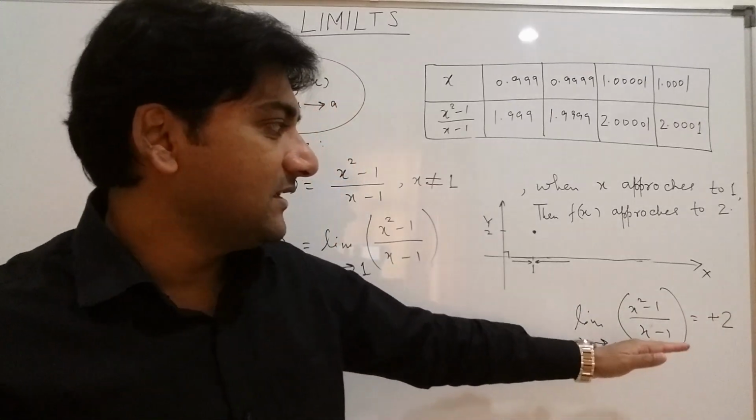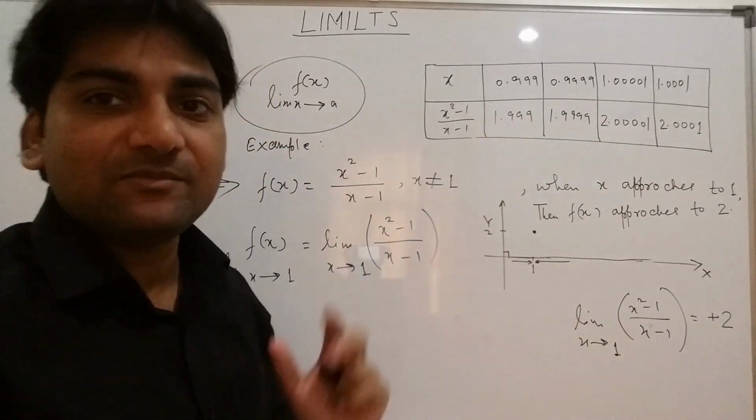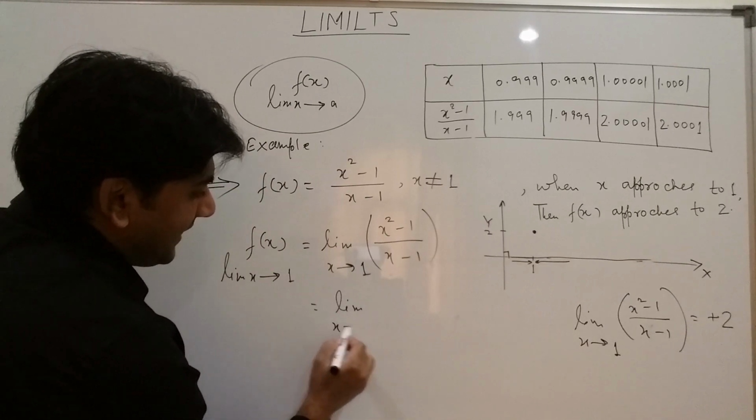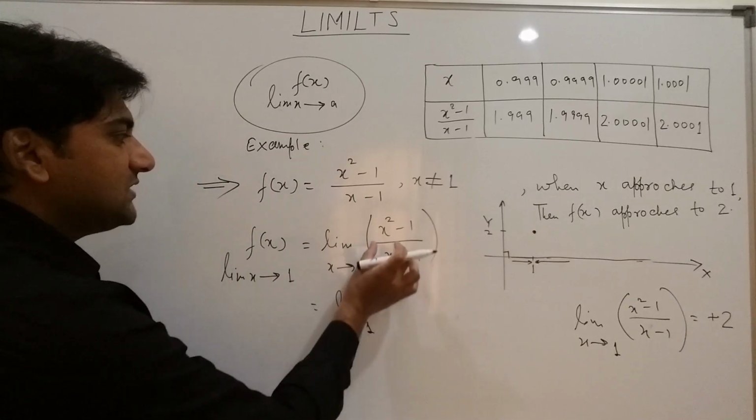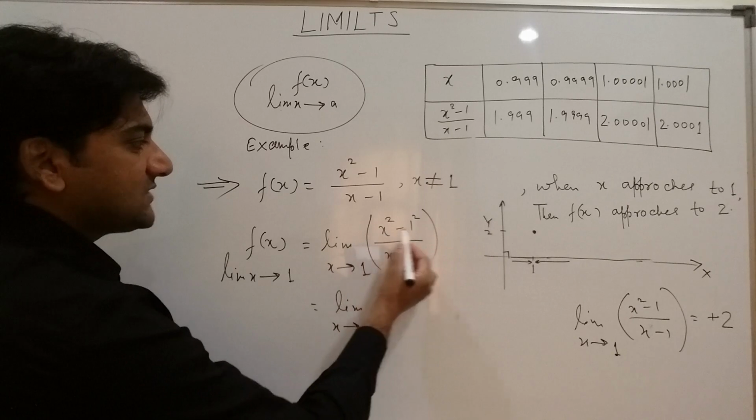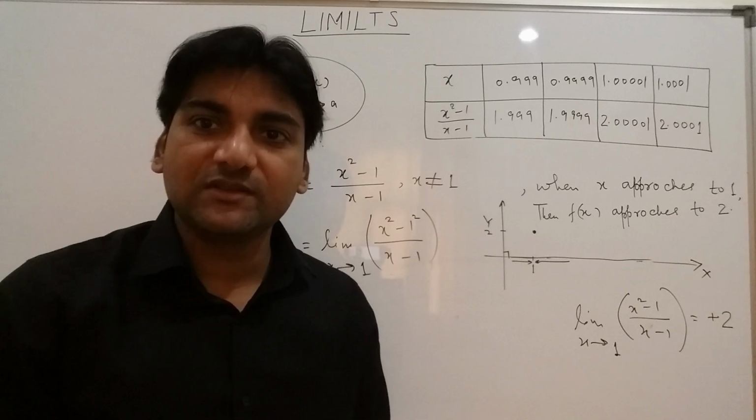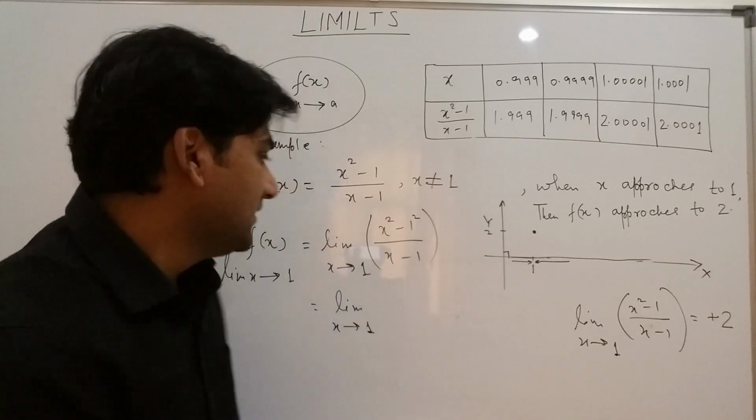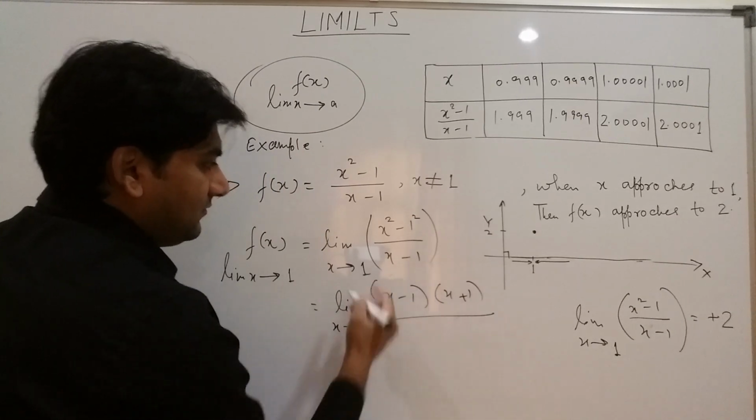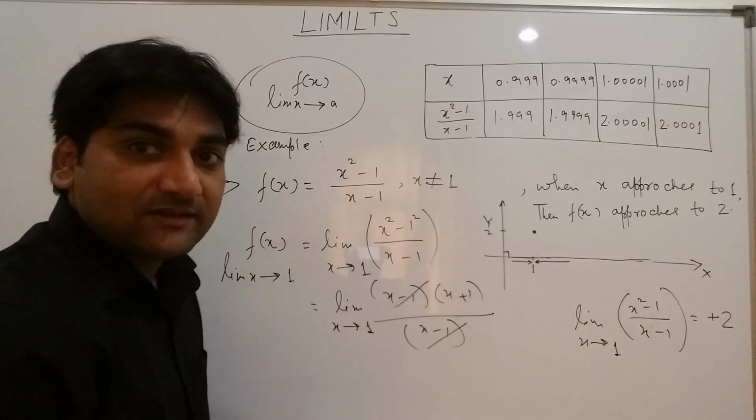Now let us understand this concept again with the help of another method, not by substituting, but by some calculation. Okay, come to this point. This is limit x tends to 1. Now if you observe, this is x square minus 1. You can write it as x square minus 1 square, which is like a square minus b square, and a square minus b square equals a minus b times a plus b. Accordingly, you can write x minus 1 times x plus 1 over x minus 1. Okay, now x minus 1 and x minus 1 got cancelled.